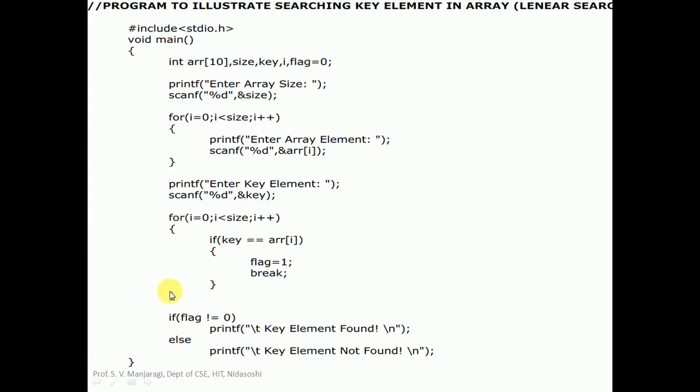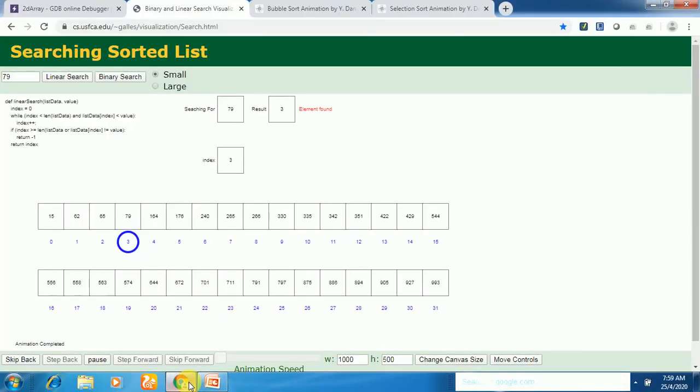And once the loop terminates, what happens here is we compare flag is not equal to 0. If flag is not equal to 0, it indicates that the key is found. We print that key element is found. And if flag remains 0, that is if this condition is false, that is when flag equal to 0, in this case we go to else and we print key element not found. Now let us run the program and check the result here.